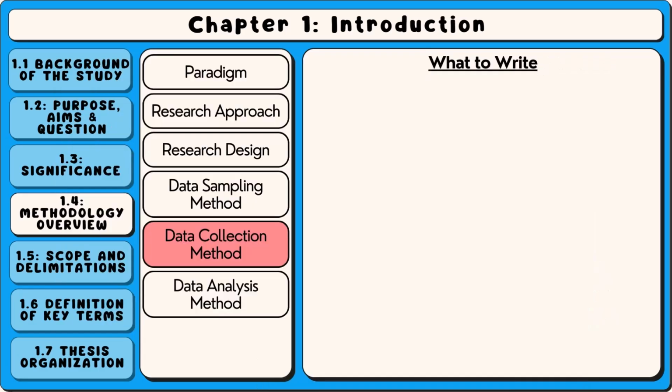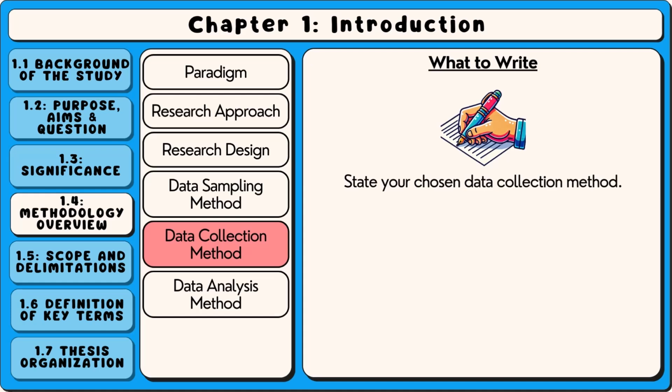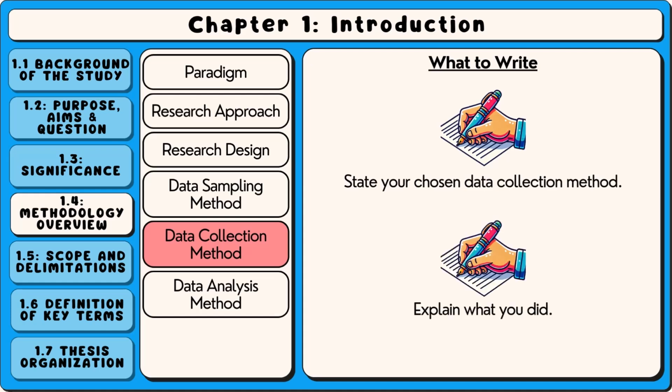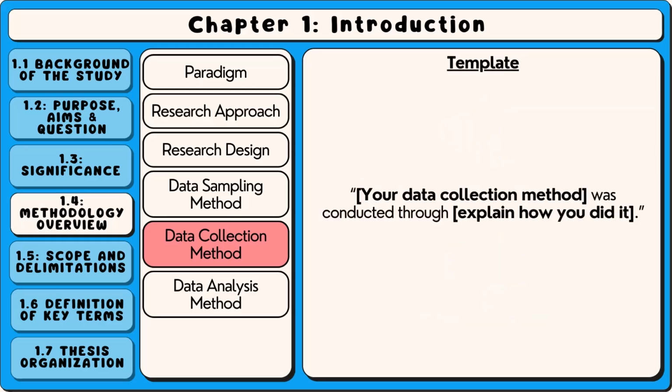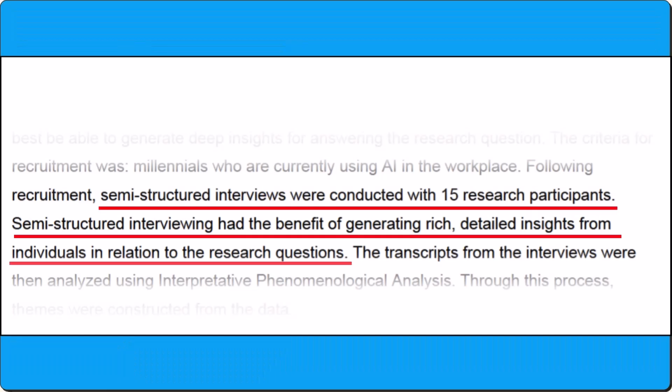So here's what to write for your orientation to data collection methods in the methodology overview. First, you want to state your chosen data collection method. And second, you want to briefly explain what you did. So here's a template. Your data collection method was conducted through, and then explain how you did it. In our example piece, it says, semi-structured interviews were conducted with 15 research participants. Semi-structured interviewing had the benefit of generating rich, detailed insights from individuals in relation to the research questions.